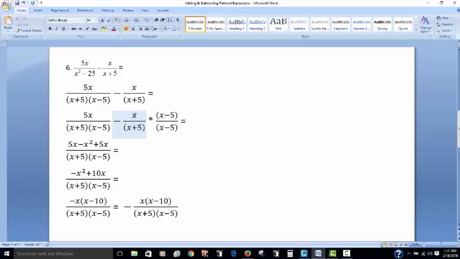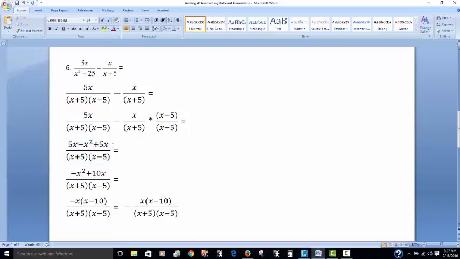So it's actually negative x times x, which is a negative x squared. And then negative x times negative 5 is a positive 5x. So our first fraction gives us a 5x, and multiplying the second fraction with that negative sign gives us a negative x squared plus 5x. Notice that my denominator is the same for both, x plus 5 times x minus 5. So now all I need to do is combine the numerators since my denominators are the same, and then I'm going to place it in standard form.